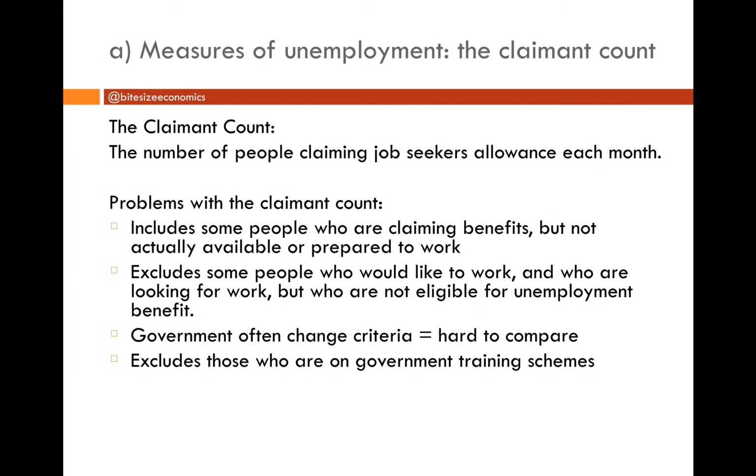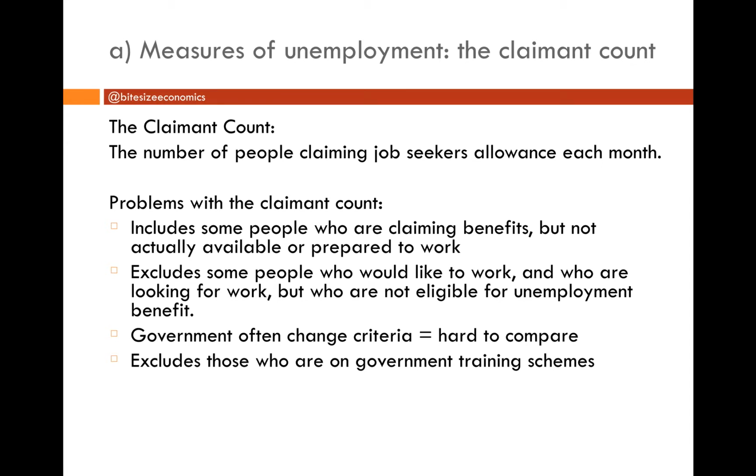So part A, measures of unemployment. We're going to be looking at the claimant count. The claimant count is the number of people claiming Jobseeker's Allowance each month, and this is actually the older method. People claiming Jobseeker's Allowance, also called JSA, must declare that they are out of work and they're capable of, available for and seeking work during the week in which their claim is made. So the week they make their claim, they must be capable of working and available to work straight away.